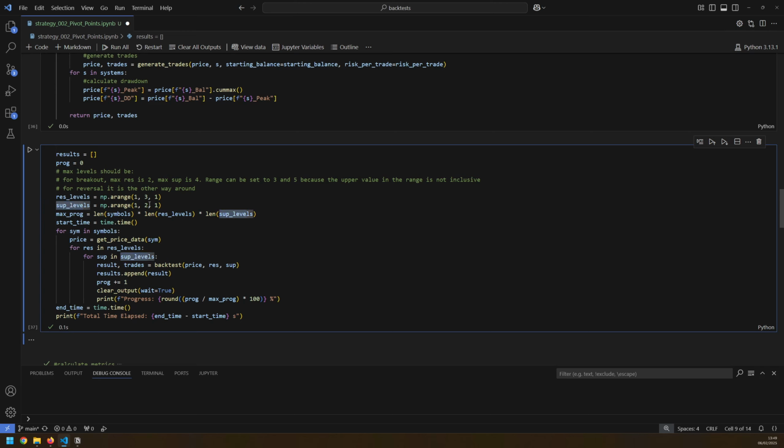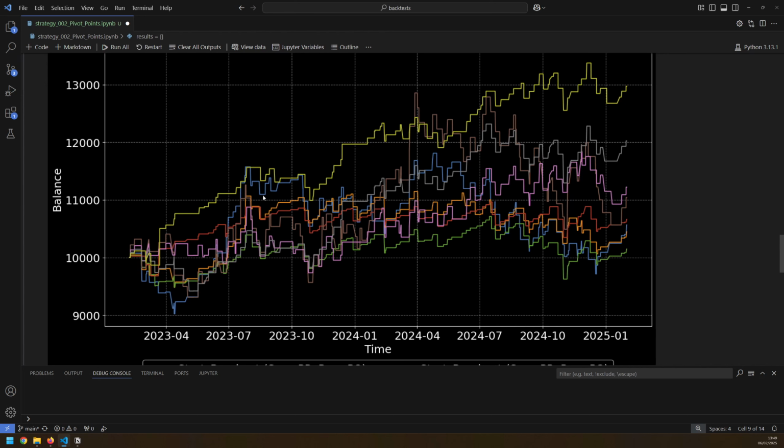For my support levels, I will do 1 through to 5, because again, it's not inclusive, so it will do 1, 2, 3, and 4. Now I can run this again, and I'm going to get a whole bunch of different lines for all of those different parameters. Right away, I'm seeing this yellow line that's performed a lot better than all the others.